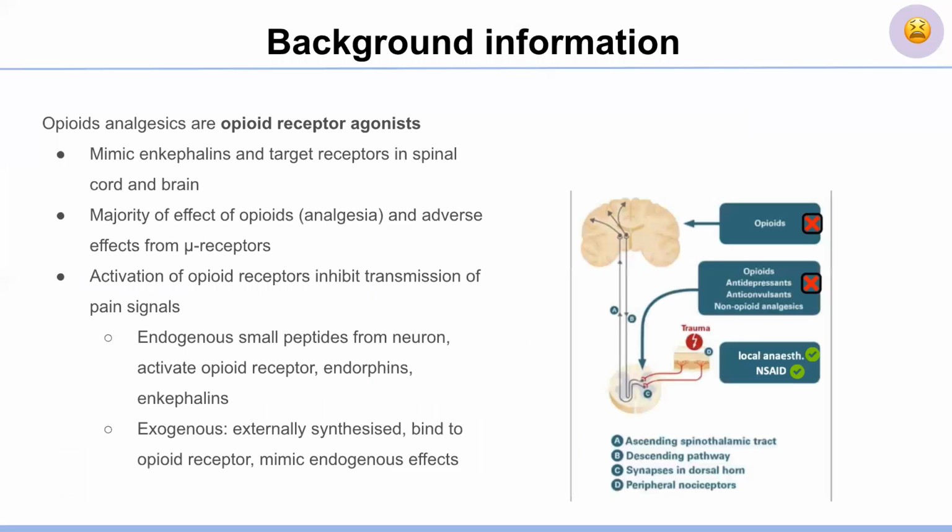Awesome. So, opioids are opioid receptor agonists, and the majority of an opioid's effects are from mu receptors. Other receptors, delta and kappa, exist, but mu receptors are expressed in greater numbers and exist in the brain, spinal cord, and periphery. So mu opioid receptor activation is the most important in terms of analgesia. When these are activated, it inhibits the transmission of pain signals. For example, if you've ever heard of runner's high after exercise, well, these are endorphins, which are endogenously synthesized and activate the opioid receptors, which, in addition to other effects, stop pain from being sensed. Exogenous opioids are externally synthesized and mimic these endogenous effects.